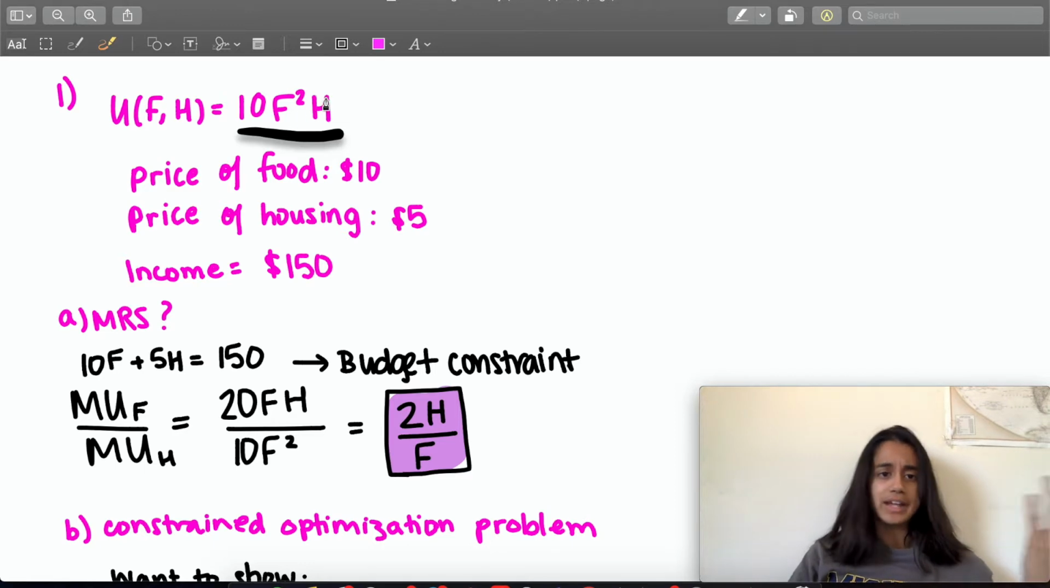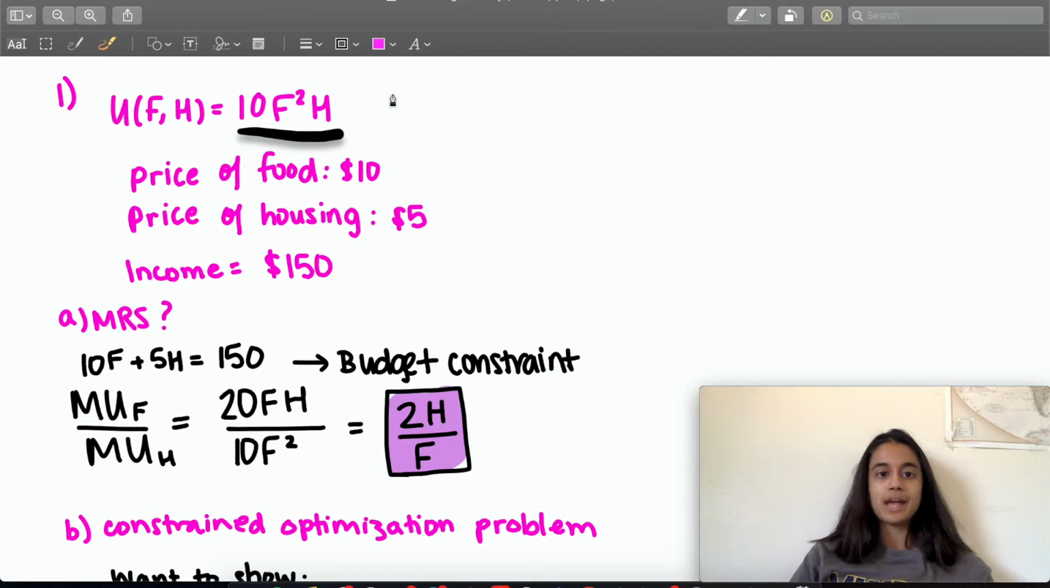Plus, then you can be fancier. You can have exponents in front of it. It just makes the deriving a bit trickier, but it's fine. We'll be fine. So here we have the price of food, that's F, is $10, and the price of housing, that's H, is $5. And our income that we're given is $150. And we're told to find the MRS.